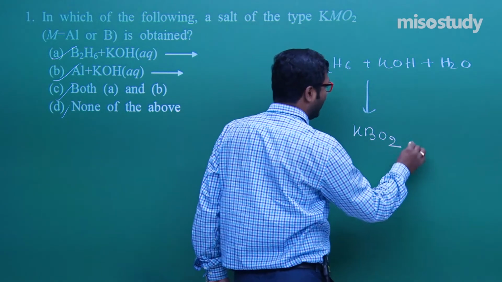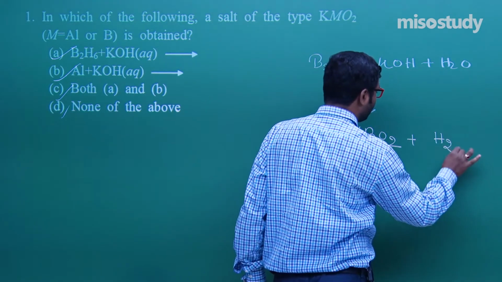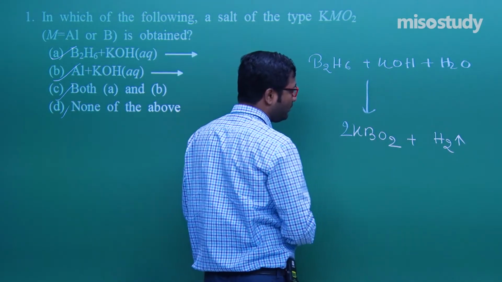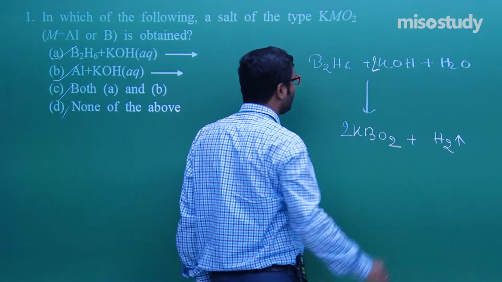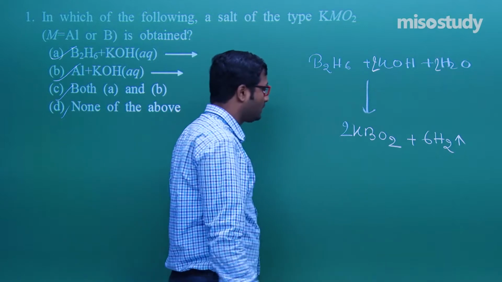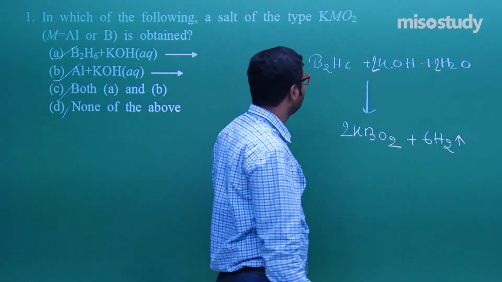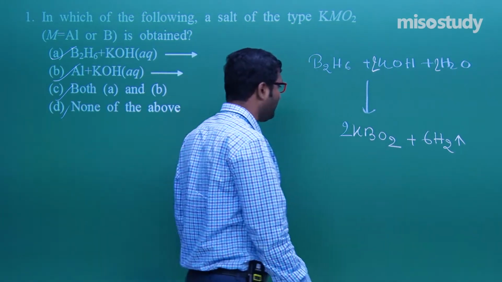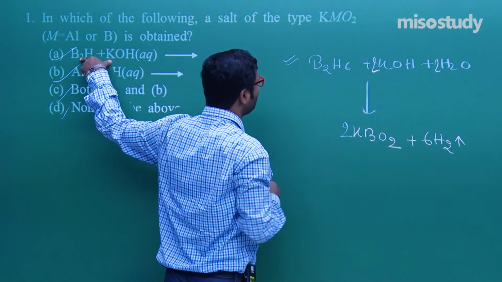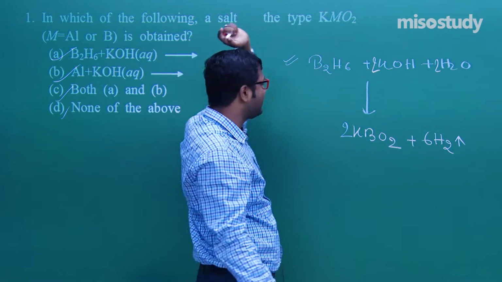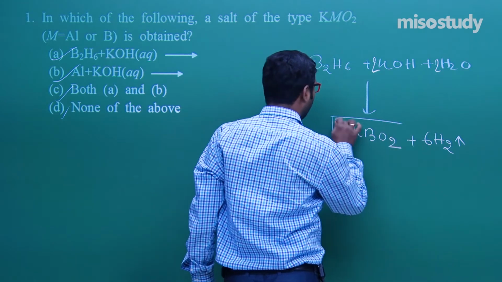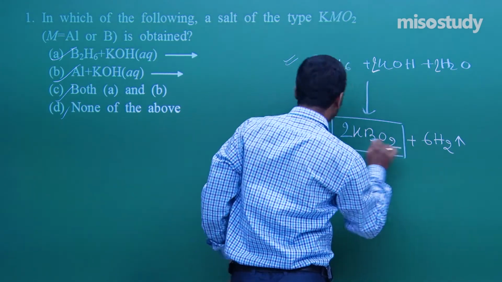KBO2, and release of hydrogen takes place. Now balance here: 2 KBO2, now balance here: 2 KOH, hydrogen 6, put here 6, put here 2. Now check it out, 12 to 4, 6, 10 to 12. Okay, this is a complete reaction. So if I talk about B2H6 plus KOH, then we can say there is a formation of a salt of the type KMO2. This is the first case.